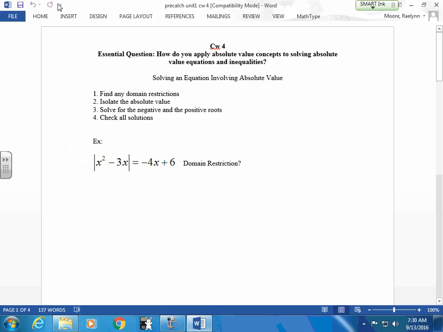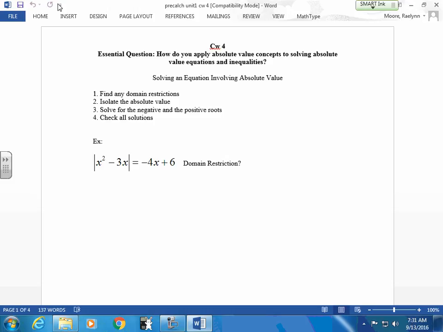Any domain restrictions? In other words, is there any value of x that I cannot put in there? No. No domain restrictions. We can put any value of x. Does it mean that it's going to work? No, it could be extraneous, but we can put in any value of x.